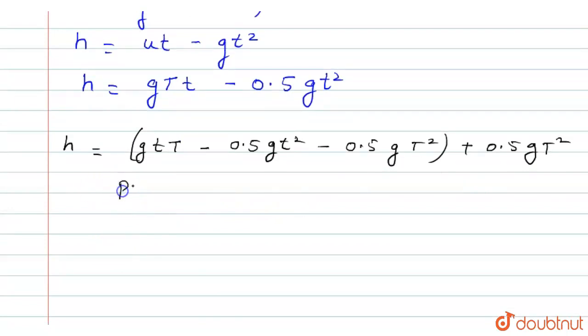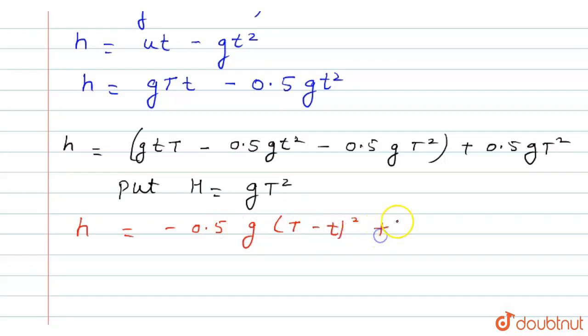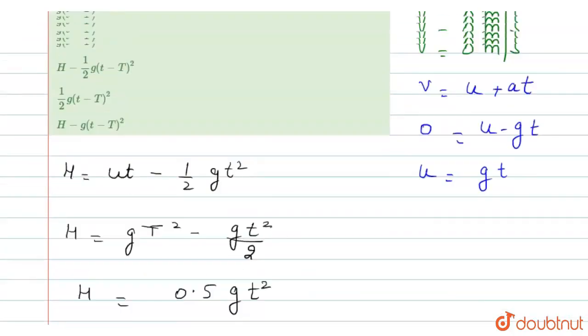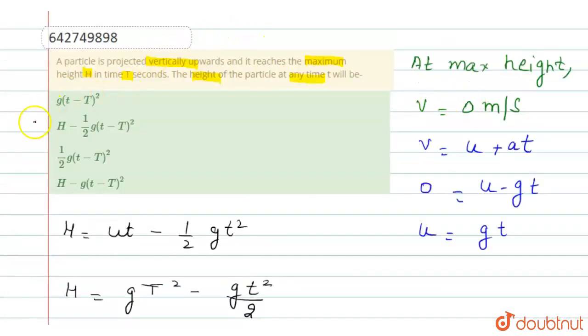Now put h is equal to 0.5 gT square, and we get h is equal to minus 0.5 g, capital T minus small t, whole square, plus h. From here we can find the value of h is equal to h minus half g, capital T minus small t, whole square, right? Now check the options. So the second option is correct.